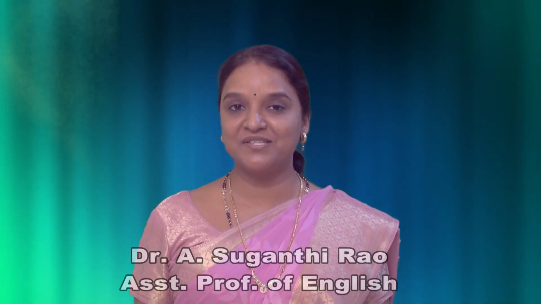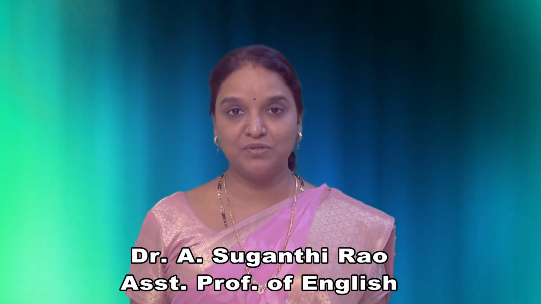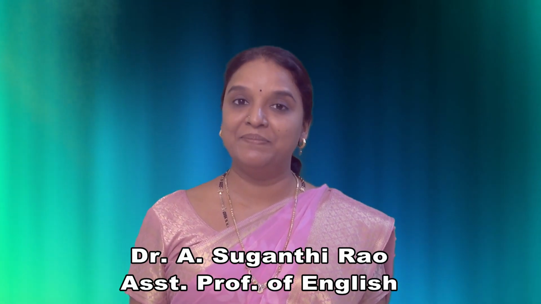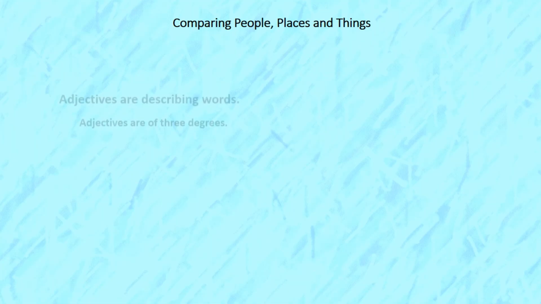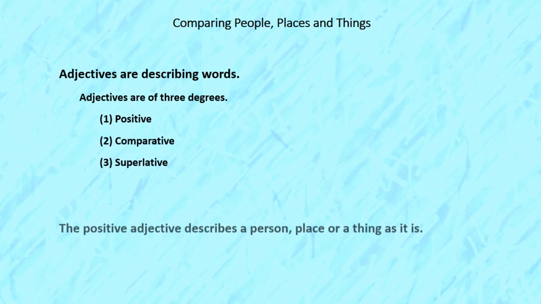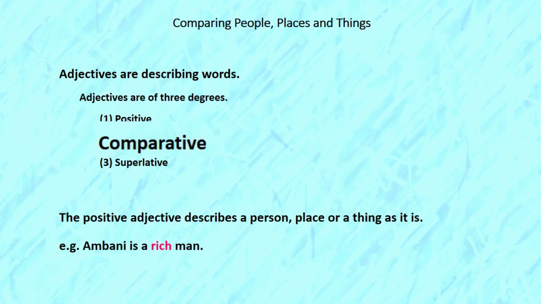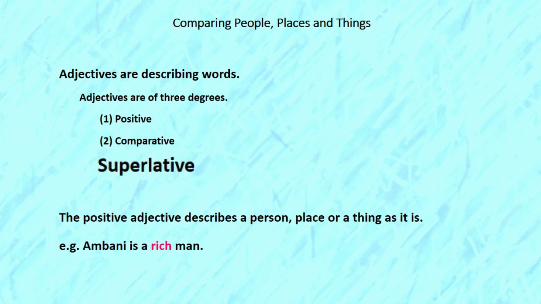After learning to describe people, places and things, in this 8th episode, we will learn to compare people, places and things. The words which we use to compare people, places and things are called adjectives. Adjectives are nothing but describing words. And there are 3 degrees of adjectives: positive, comparative and superlative.